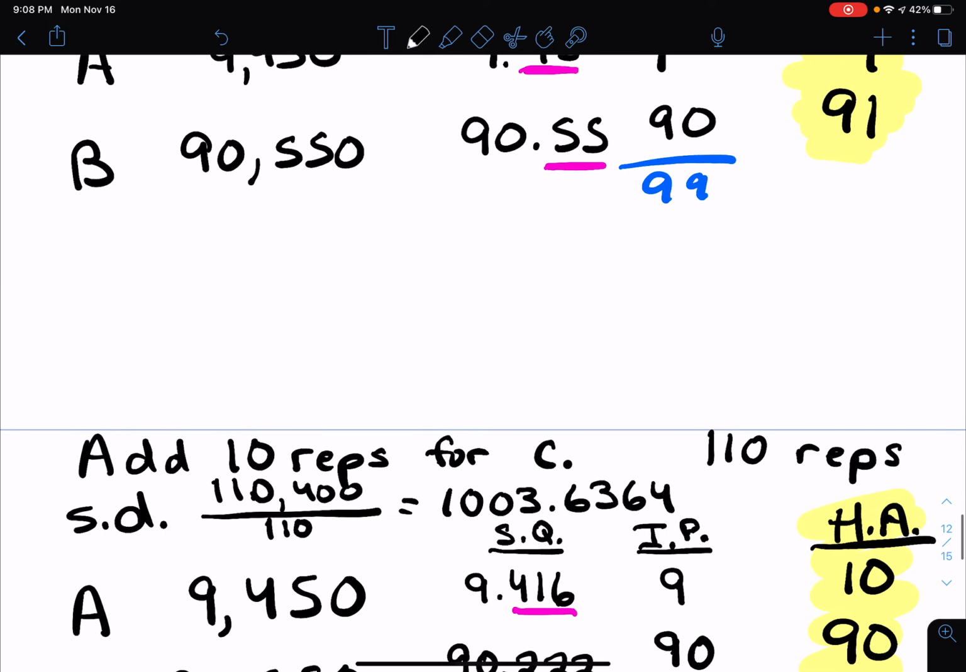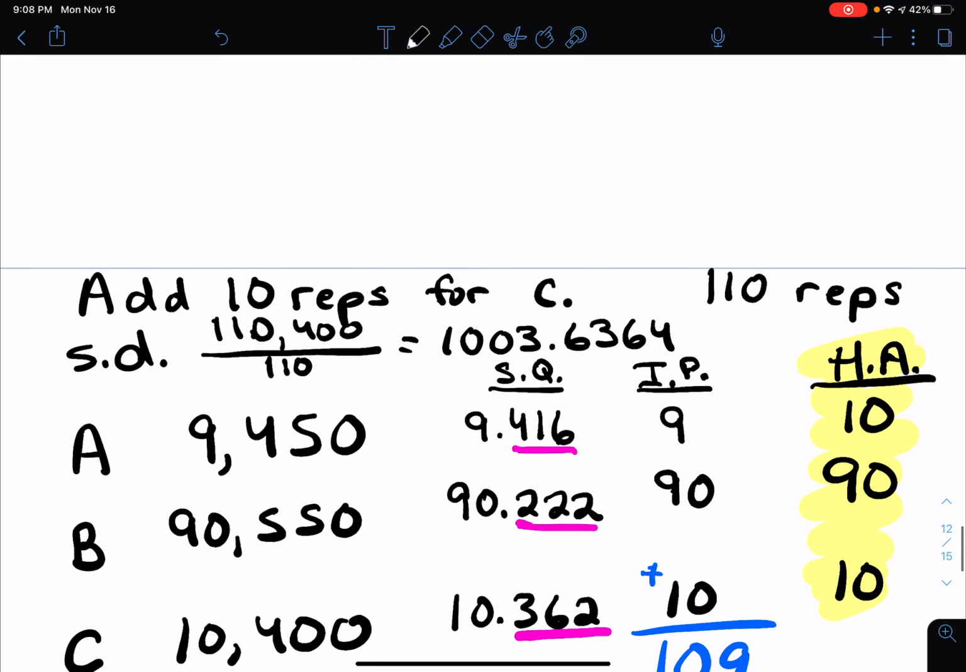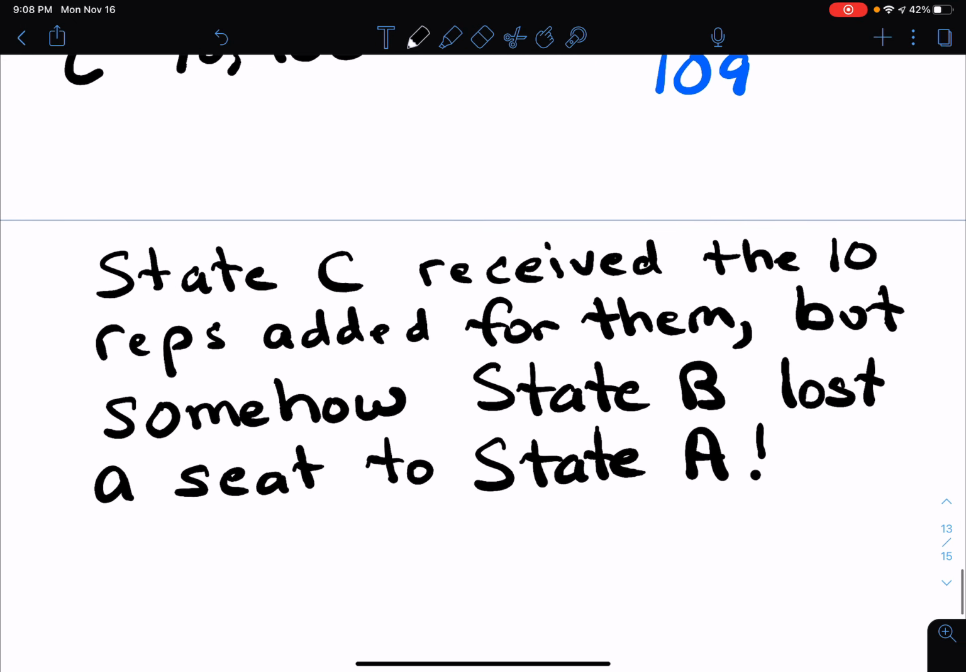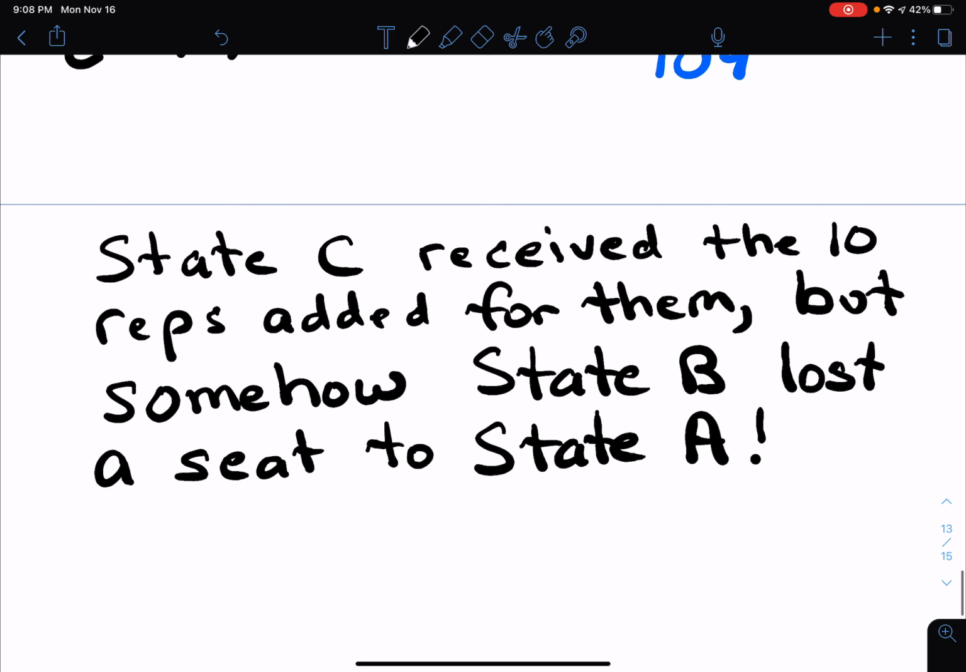Because B was 91, now it's 90. A was 9, now it's 10. Why did A go up? Doesn't make sense. They should have just been left alone. So there you go. That's a mathematical example of the new states paradox.